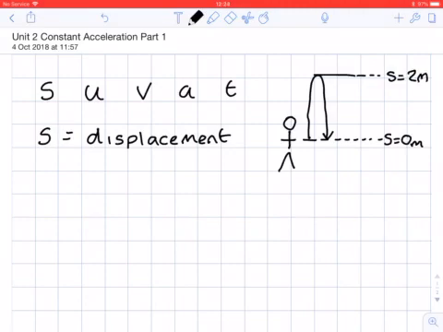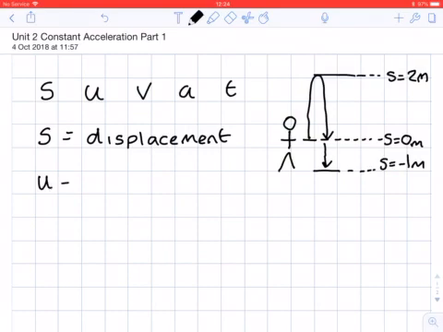And in the final example that I would normally use, if I was to drop the pen and I wasn't able to catch it and it fell to the floor and the floor was 1 meter below my fixed point, then my displacement would be denoted as -1 meter. It's really important that you get your signs correct in SUVAT equations to avoid any errors.